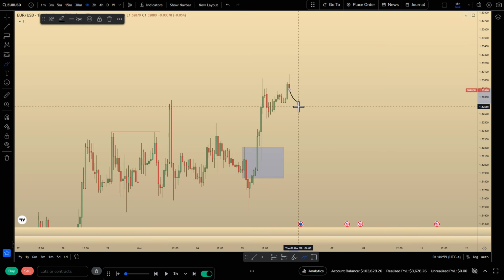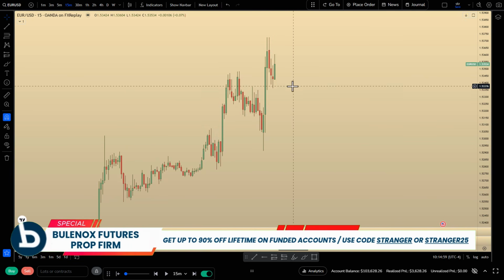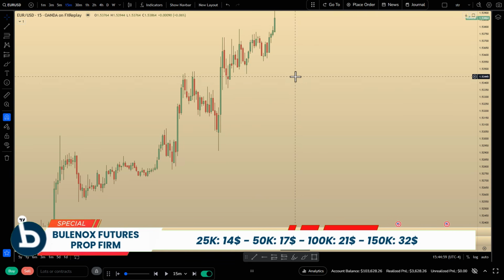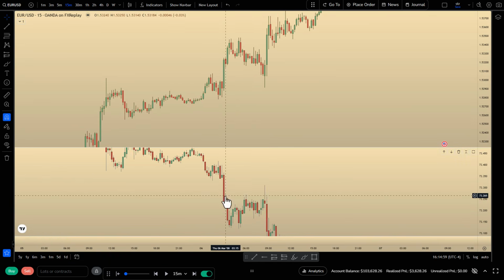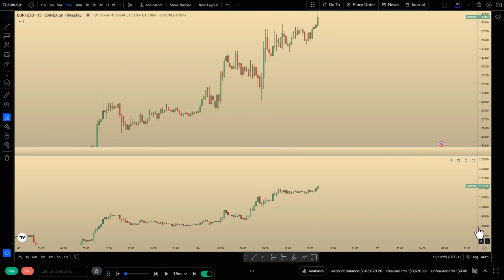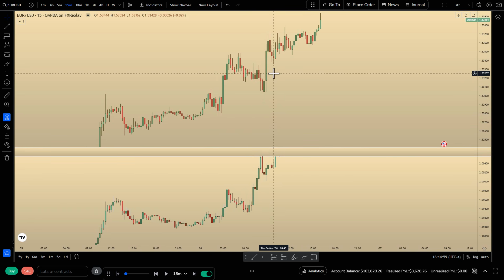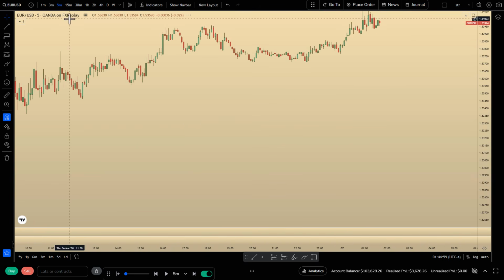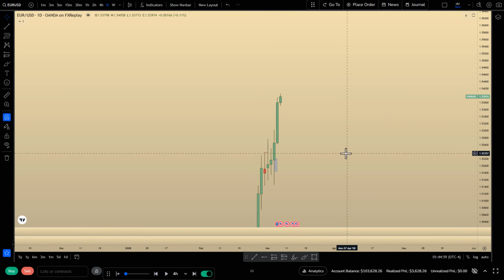I don't want to buy from here. I want to see price come maybe to here. That was a nice long. Unfortunately, we missed that. And we even had SMT, right? So that's a nice long that we missed. Next day open. Same thing, continuing with the trend, right?